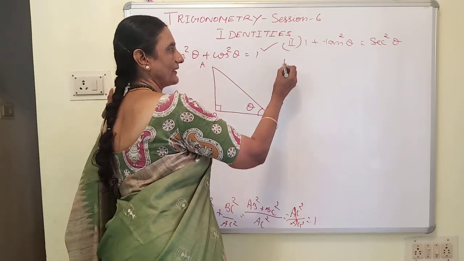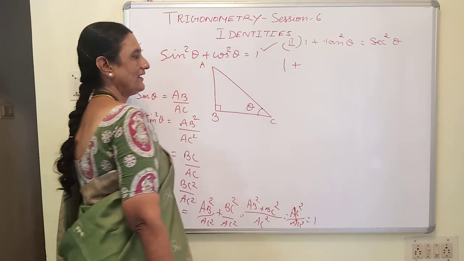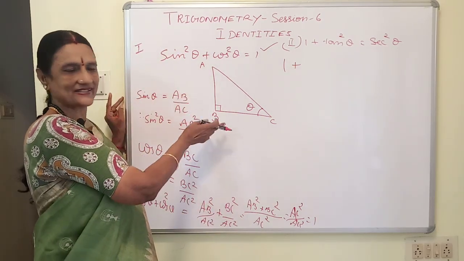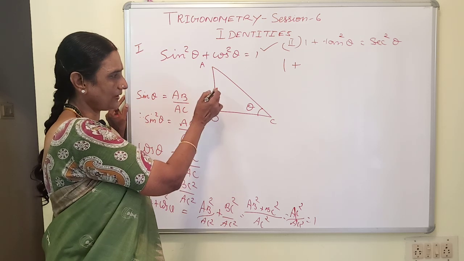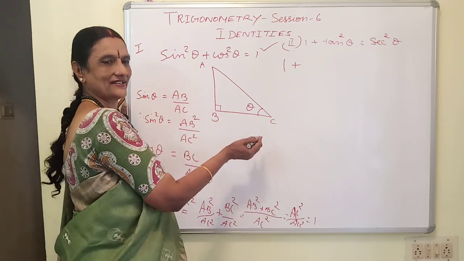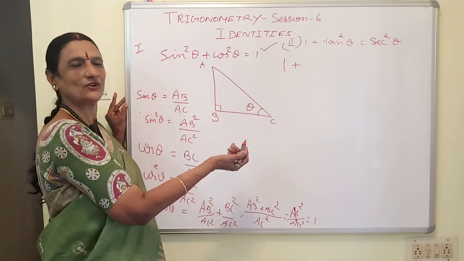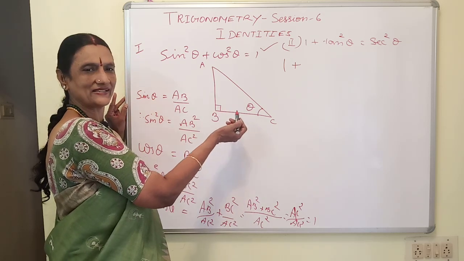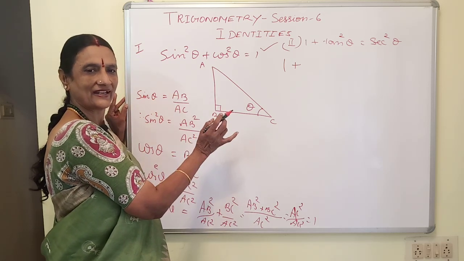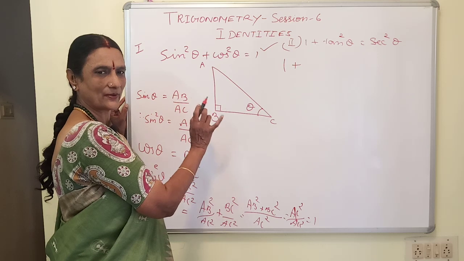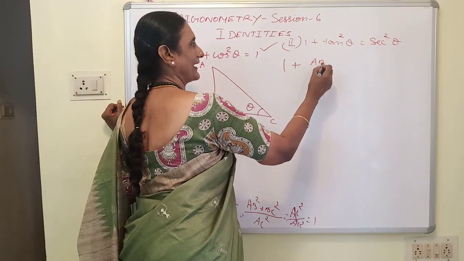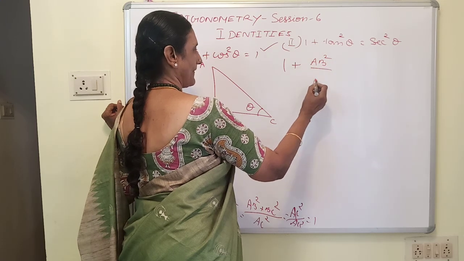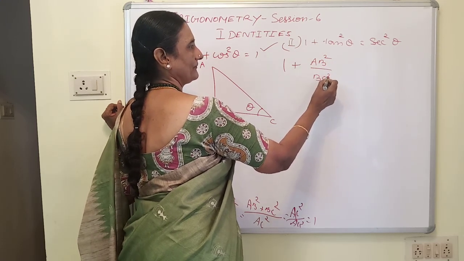Now, I am going to write 1 plus, what is tan theta in this? AB by BC. Is there any doubt? Opposite by adjacent. So what is the square value of that? AB square by BC square. Is there any doubt in this? Shall we proceed? Yes. So it is 1 plus AB square by BC square.